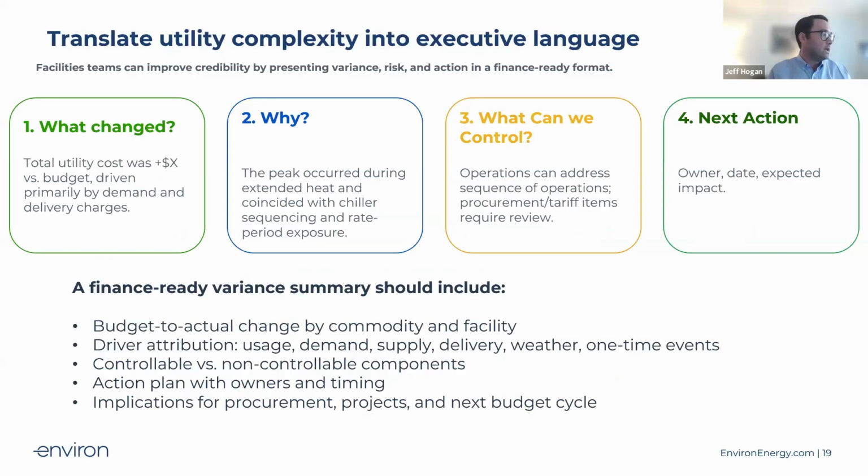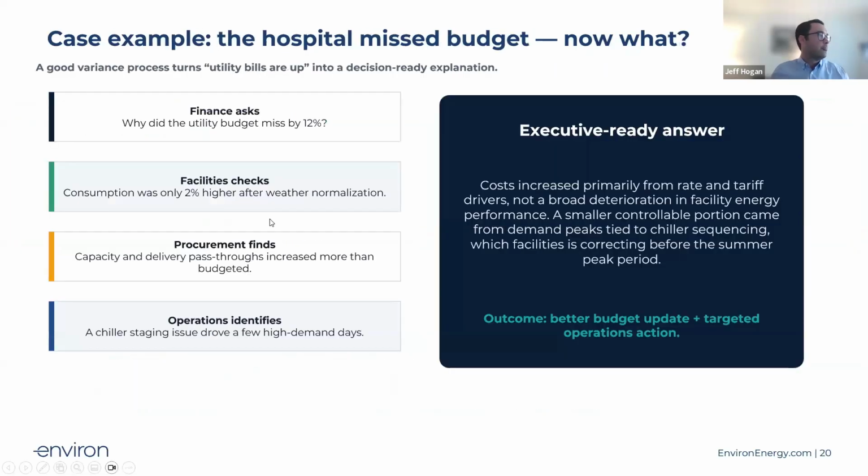So we want to give an example of translating this utility complexity into something simple. Whenever I was delivering messages to my boss, it's always, keep it simple, keep it to 3 bullet points. And that's what we could ultimately try to do with something that is a modestly complicated message. So: what changed? Why? What can we control? And what is that action? A finance ready variance summary should include all the things listed here. I'm going to jump to the next slide just to give an example, given where we are with time.